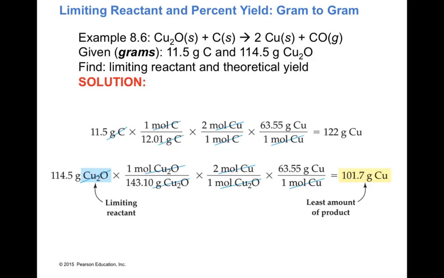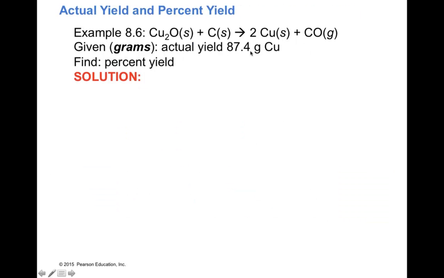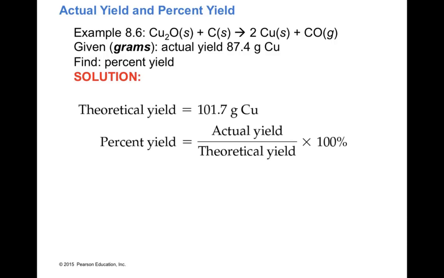So if we measure experimentally the amount of copper produced, that is 87.4 grams, this is the actual yield. This is the one that you obtain by doing the reaction. So we need to calculate the percent yield. The theoretical yield is 101.7 grams of copper, looking back at our previous slide, where it shows the limiting reactant that produced this amount of copper. We use our equation, where we put the actual yield divided by the theoretical yield times 100. That means that this reaction has a percent yield of 85.9%.